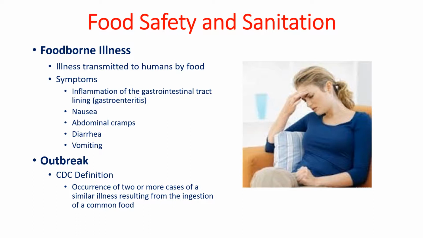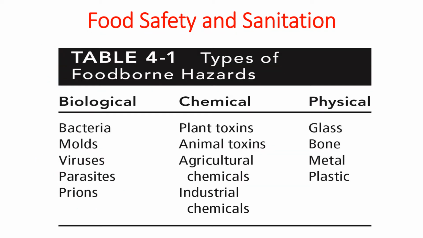So it's something that we want to avoid in this class, and we're going to spend the rest of this brief lecture today talking about ways to prevent it and the different types of foodborne illness that exist. There are 3 major types of foodborne hazards, as you can see here on this slide: biological, chemical, and physical.